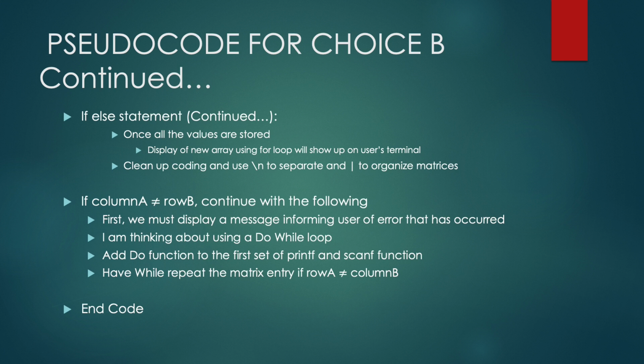And I'm thinking of using the do while loop, where the do loop will be around the first printf and scanf function, and then the while loop will be only accessible if row A does not equal column B, and we will end the code there, but we will return 0 before ending it.